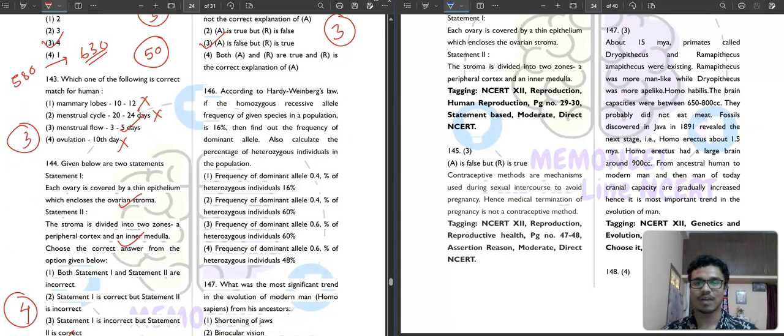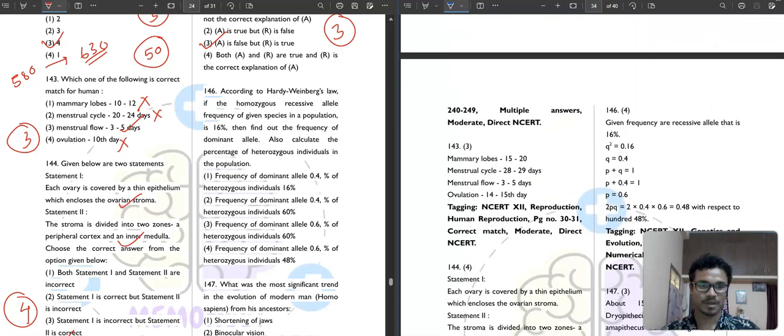Then 146. It is saying that according to Hardy-Weinberg law, the homozygous recessive allele frequency of a given species in a population is 16. You can do this very easily. Homozygous recessive is given as 16%. So q square is equal to 0.16. That means q is equal to 0.4. Then p plus q is equal to 1, so p is equal to 0.6. So 2pq, 2 into 0.4 into 0.6, is equal to 0.48. Multiplied by 100, that is 48%. So our correct answer will be option number 4.